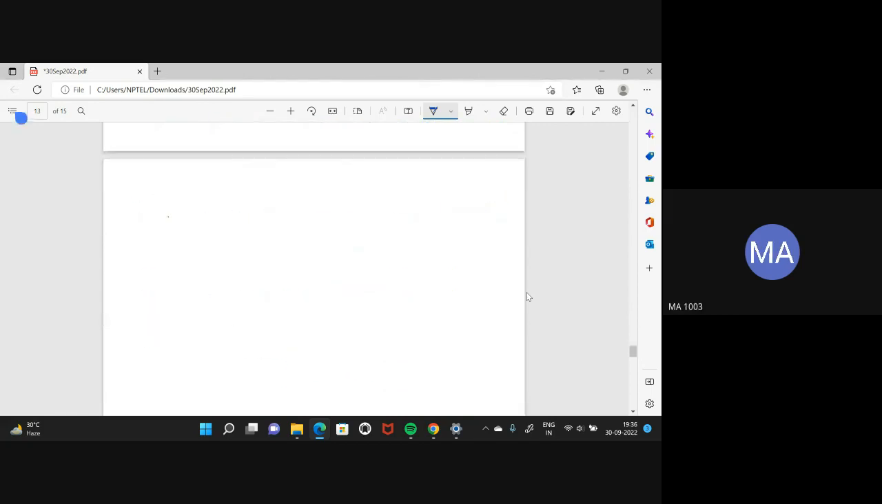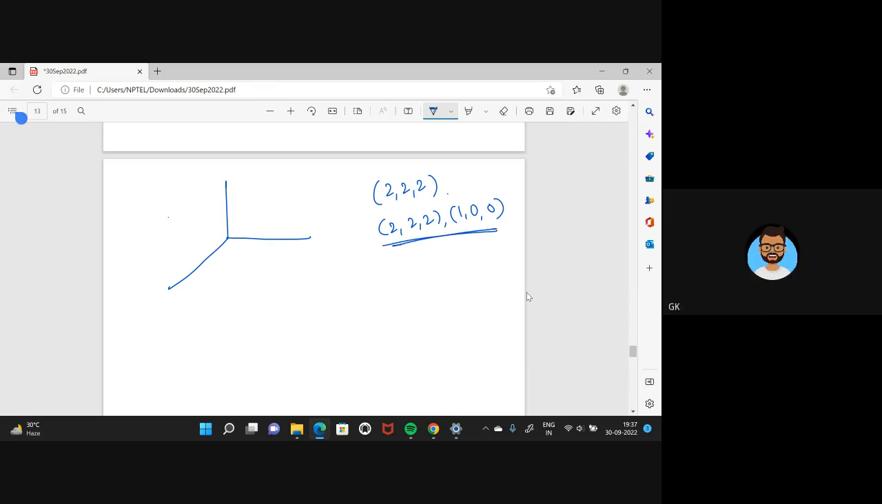No, to span R3, do you all agree that span of (2, 2, 2) is a line? Yes, ma'am. What is span of (2, 2, 2) and (1, 0, 0)? Ma'am, it's R3. No. When you have only 2 vectors, you can at most reach a plane, no? You cannot go beyond that. Is R3 a plane? No. R3 is a space. So if you have just reached a plane, you want more information to get into space, right?